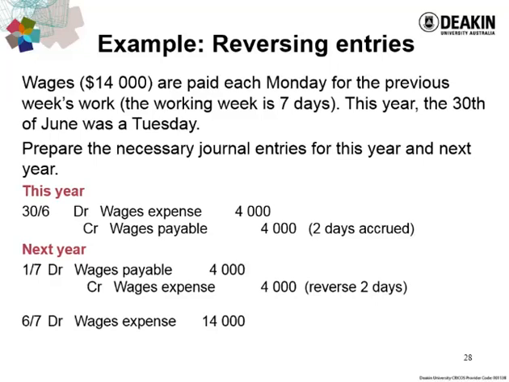Then, on 6th of July, when we pay the wages, we will debit wages expense, $14,000, and we credit cash at bank, $14,000 for the previous week's 7 days salaries.